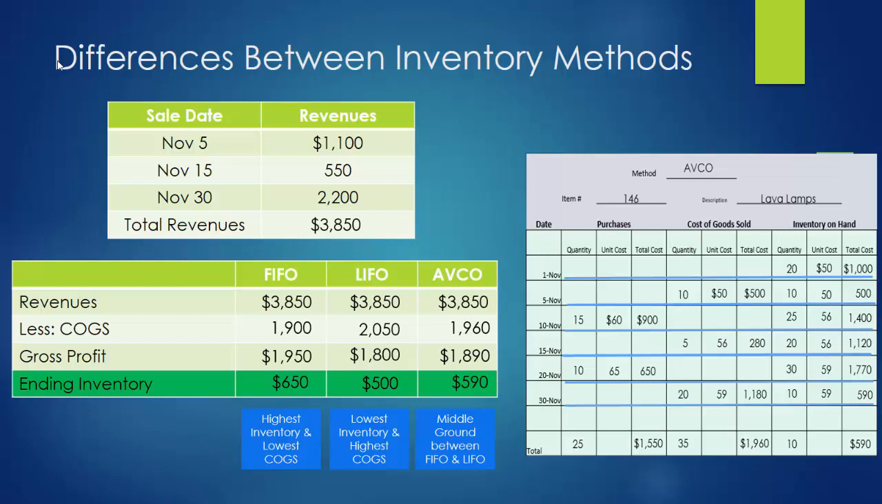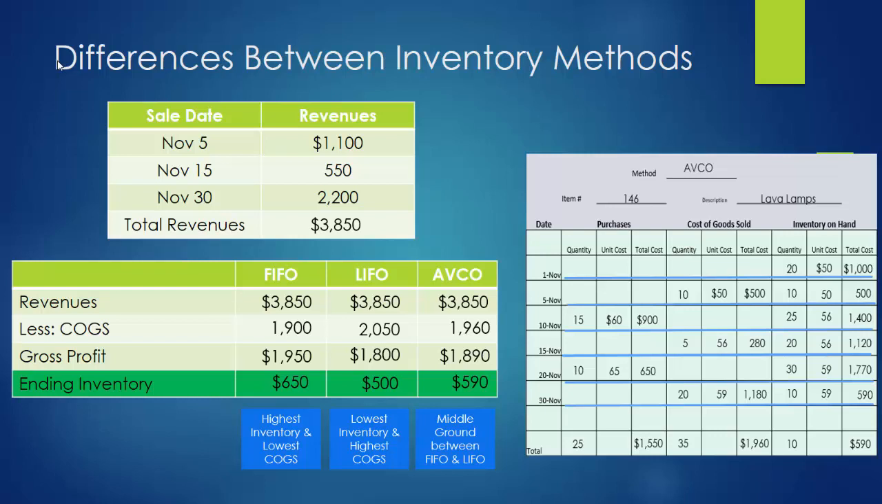AVCO reports in the middle. So if you wanted to lower your taxes a little bit but still have a respectable amount of inventory to show, you would choose the AVCO method. And AVCO is used everywhere in the rest of the world because they can't use LIFO.